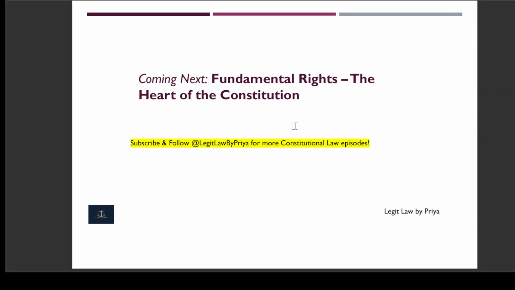To sum up, the preamble is the philosophical foundation of our constitution. It proclaims that India is a sovereign, socialist, secular, democratic republic and guides us with the idea of justice, liberty, equality and fraternity. It's not just an introduction but a moral compass for all constitutional interpretation. As Palkhivala said, if constitution is the body, then our preamble is its soul.